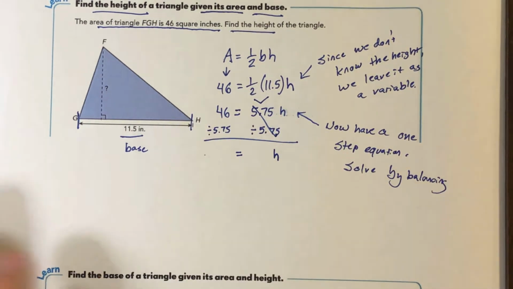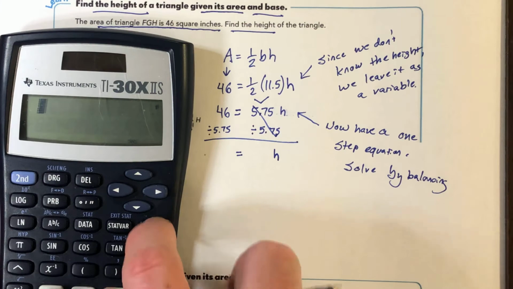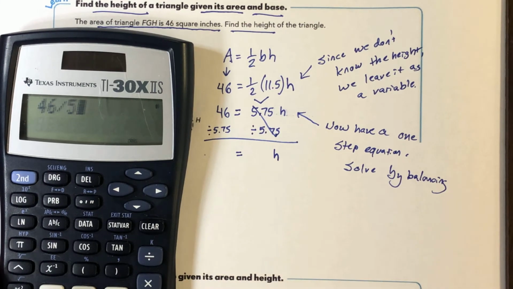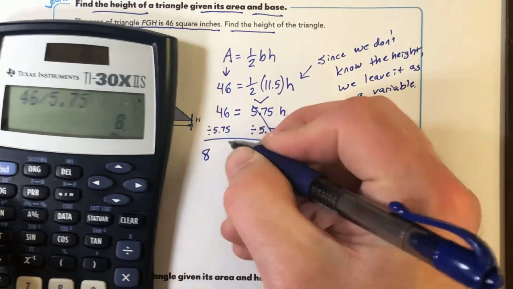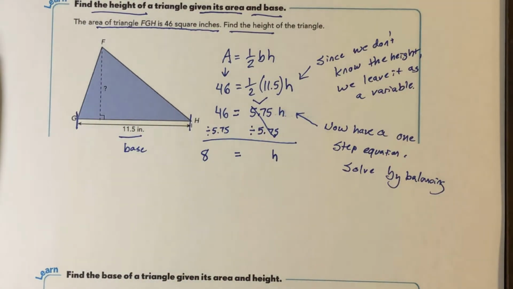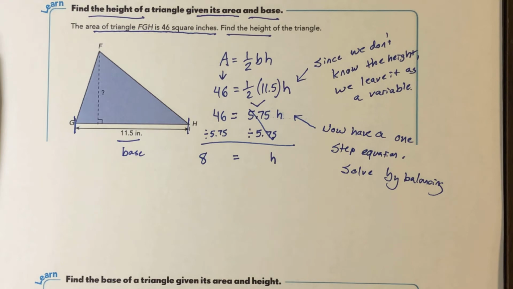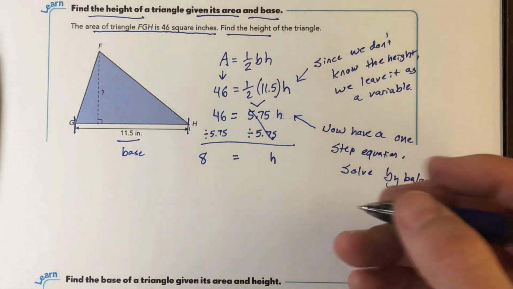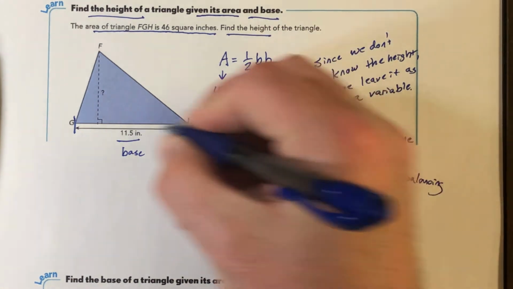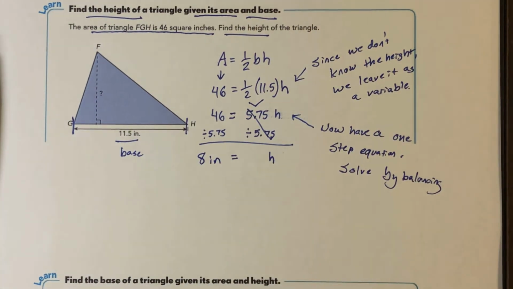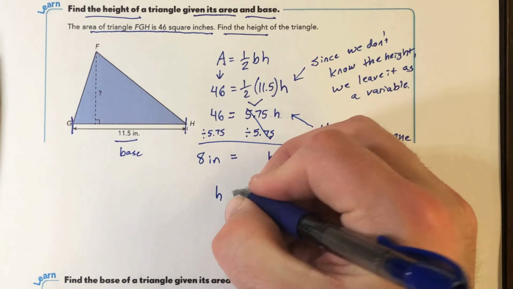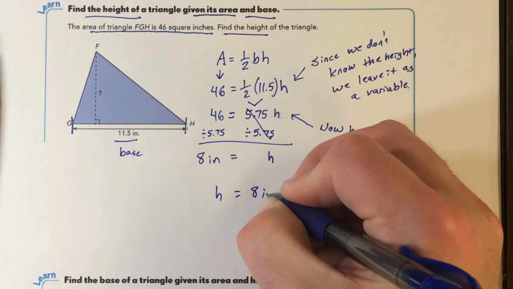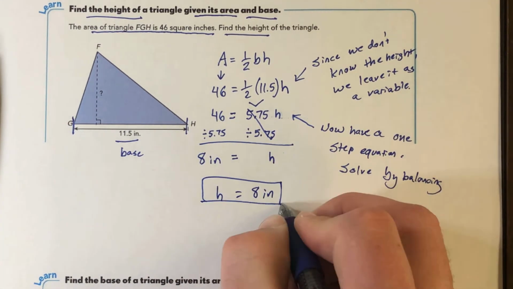What's 46 divided by 5.75? 8. 8 what? This is height, not area. We're not talking about how many squares will cover a surface. We're just talking about how long something is. So this would be inches, not squared, just inches. So again, our height is equal to 8 inches.